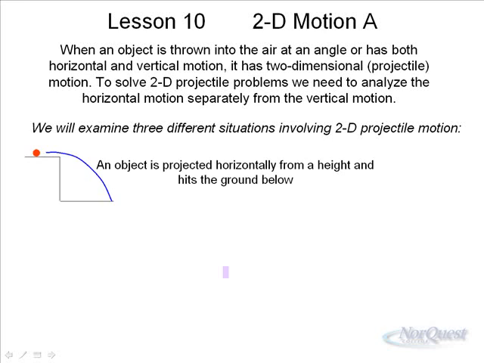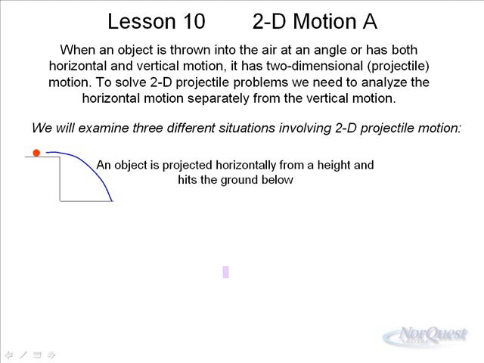The first one is when an object is rolled off a table or shot horizontally from the top of a cliff, or the old Wile E. Coyote running off the edge of a cliff. He doesn't actually go straight out and then straight down. He actually goes through a parabola. All right, cartoon physics are a little different.